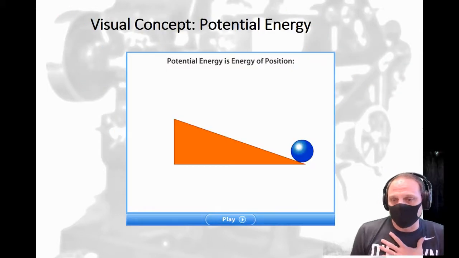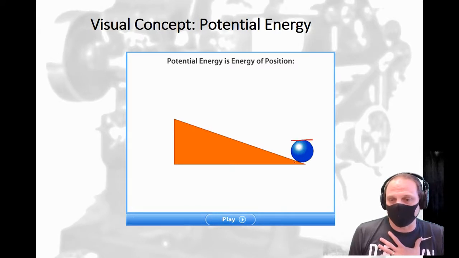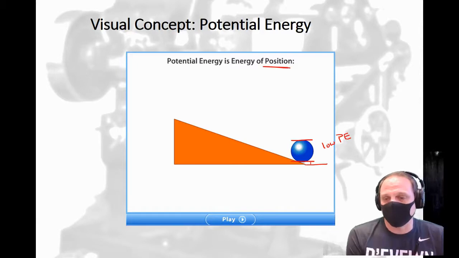Now, we have two basic types of energy that we're going to talk about right now, and these are potential versus kinetic energy. Now, if you look at this value here, if this is the ground down here, then we have a little bit of space between the bottom of the ball and where the ground is. So this has a very low potential energy. Potential energy is based upon position, okay? Potential energy is based upon position.